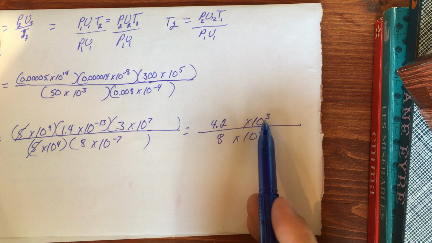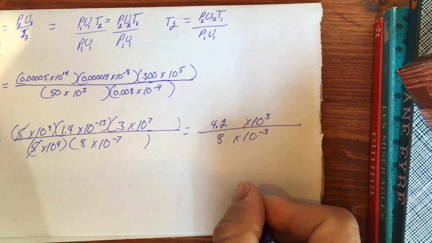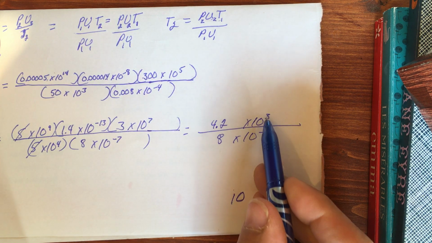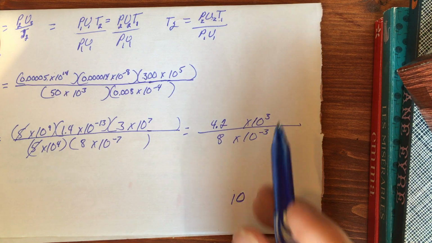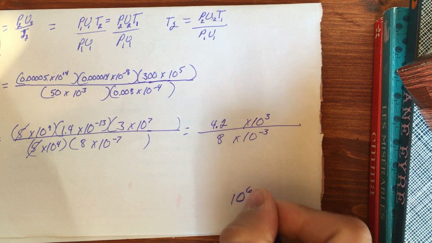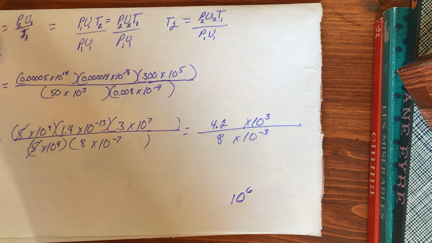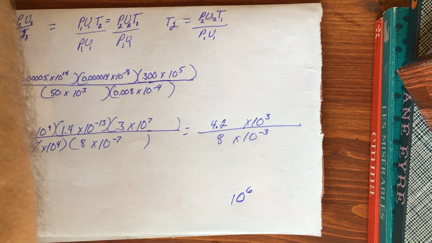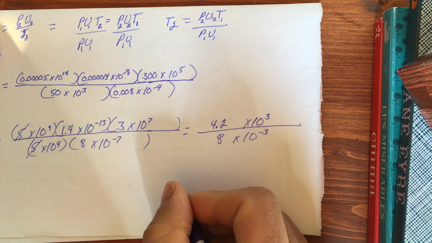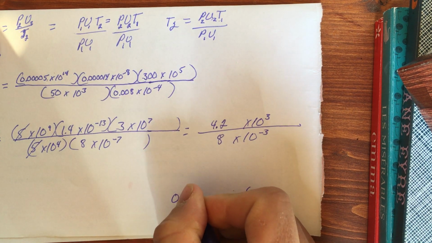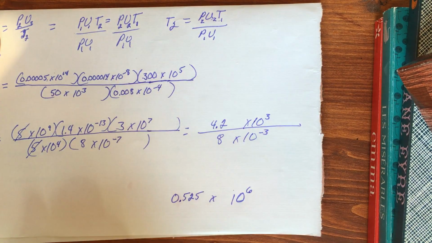So, now we subtract the exponents. So 3 minus negative 3. When we subtract a negative, it's the same as adding a positive. So 3 plus 3 is 6, 10 to the 6th power. And then we're going to divide this. 4.2 divided by 8. I'm going to use my calculator again. Divided by 8 equals 0.525. 0.525 times 10 to the 6th power. Okay, that can be your answer if you like.